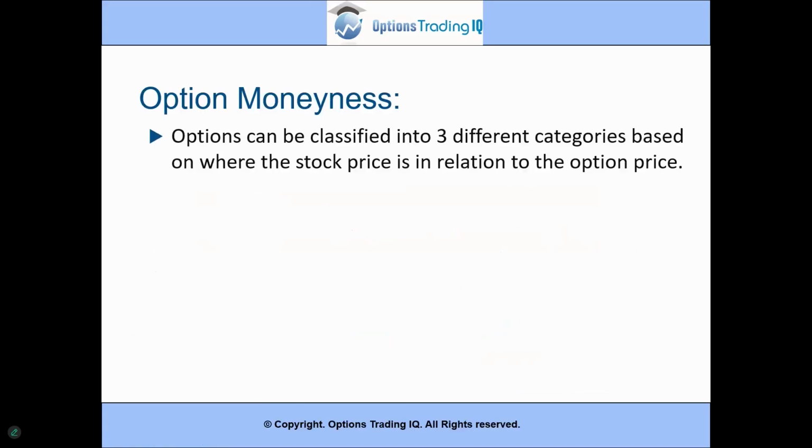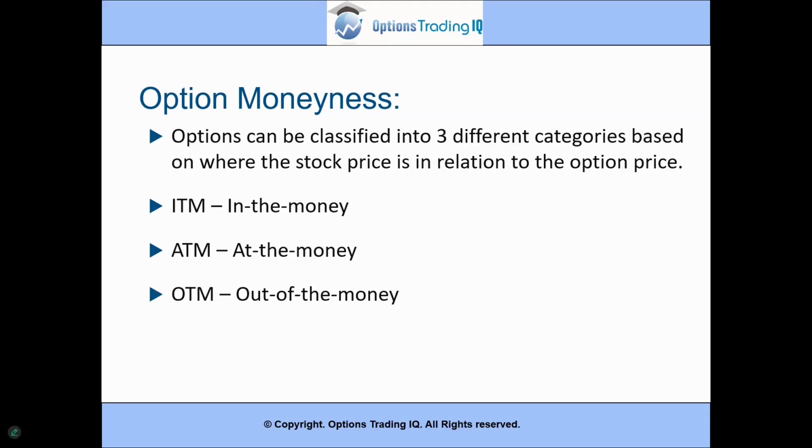So options can be classified into three different categories based on where the stock price is in relation to the option price. In the money, or ITM, at the money, or ATM, and out of the money, which we sometimes refer to as OTM. So in the money, at the money, and out of the money.